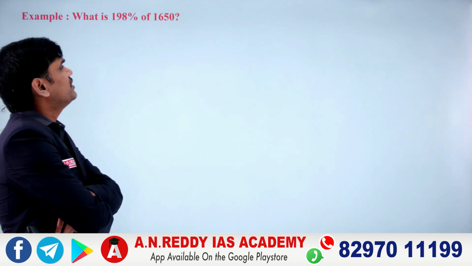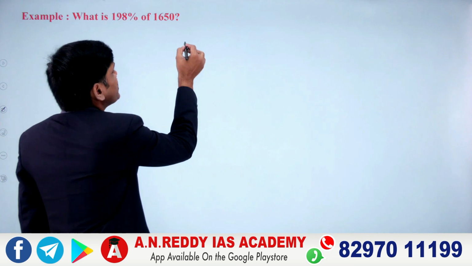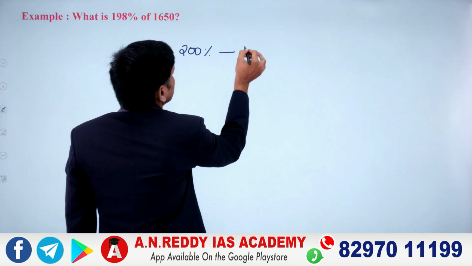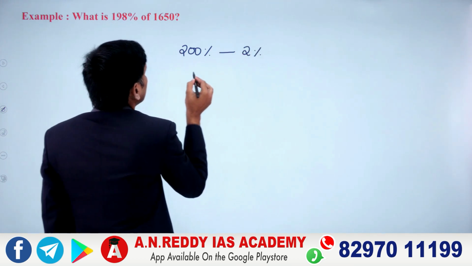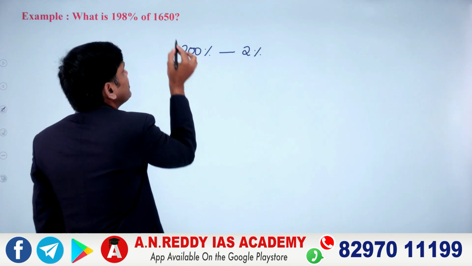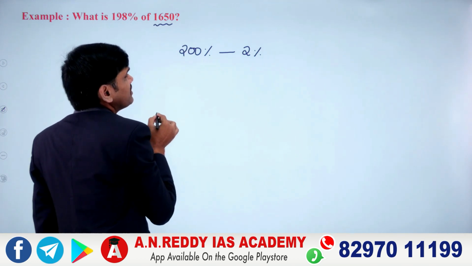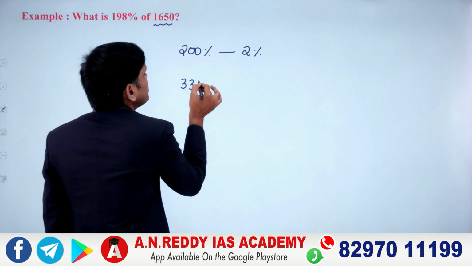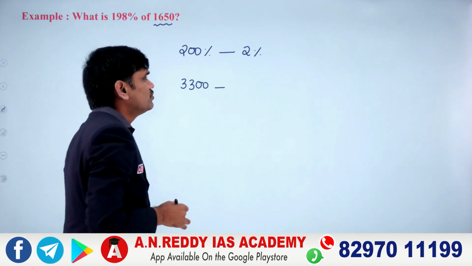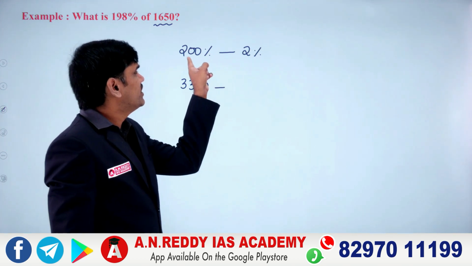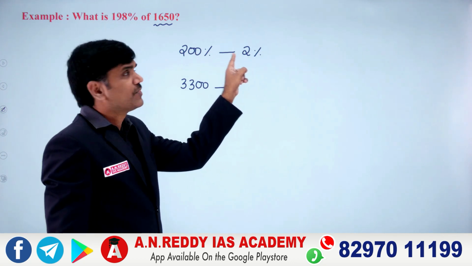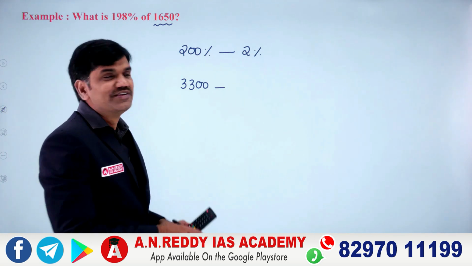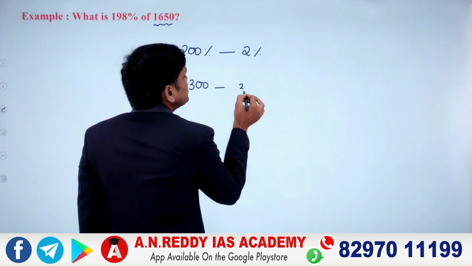What is 198% of 1650? So I can simply treat that 198% as 200% minus 2%. 200% of a number is nothing but double of 100%. 100% of the number is nothing but the number itself. 200% will be double of that, which will give you 3300, minus 2%. How can I get 2%? When you divide this by 100, this will come. So if you are dividing this by 100, that will give you how much dear?